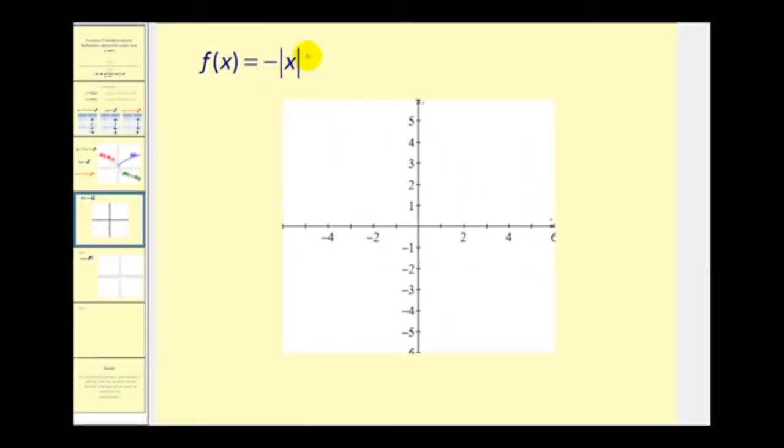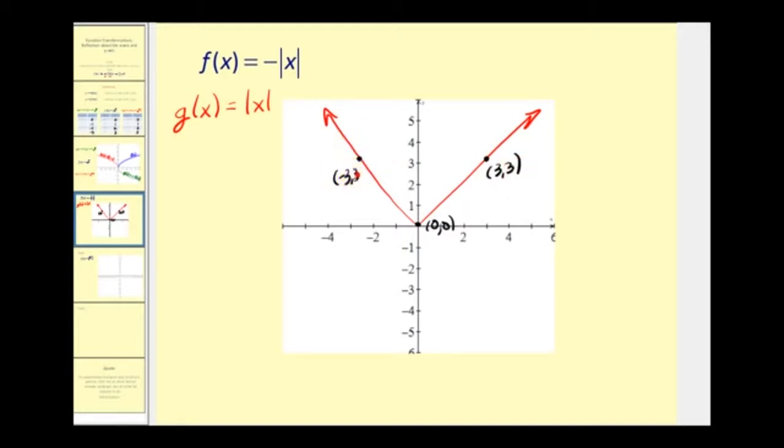Again, the first thing we want to be able to recognize is that our parent function would be g of x equals the absolute value of x, which we should know by now is just a v that opens upward. And some of the key points on this graph would be 0, 0, 3, 3, and then maybe negative 3, 3. So f of x is really just the opposite of g of x, which is equal to negative absolute value of x. And here we should be able to recognize that a is equal to negative 1, or that we're changing the sign of the y coordinates.